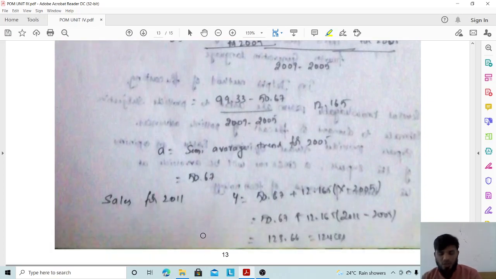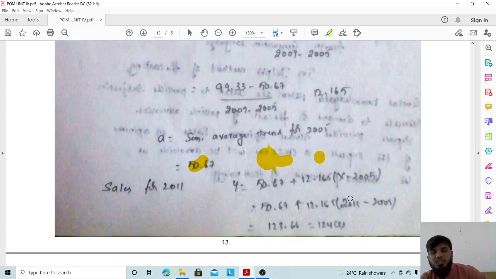Now you are trying to get the relationship y is equal to A plus Bx. Your A value you have got here, the semi average trend for 2005. Next you are going to get plus B into x minus 2005. Here the equation is, you can write, A plus B into x minus x dash, that is x minus x dash.